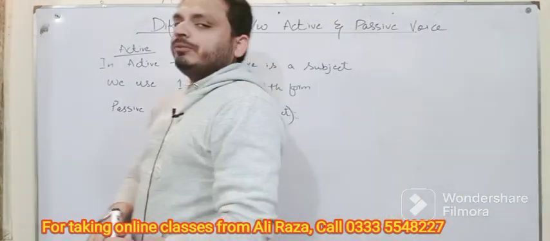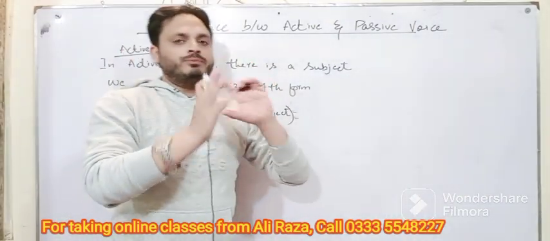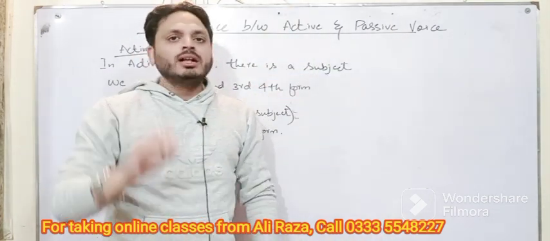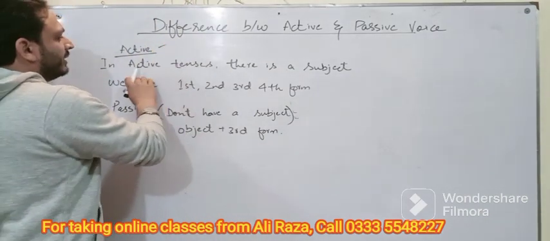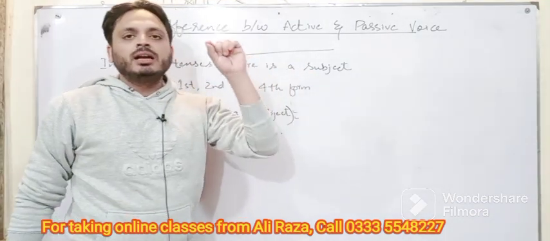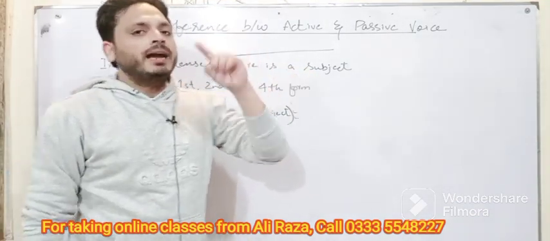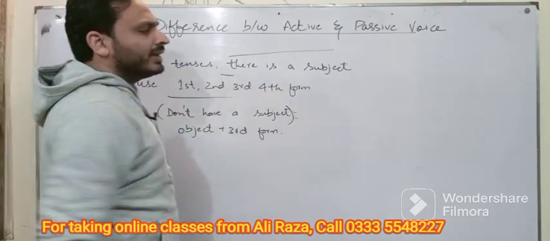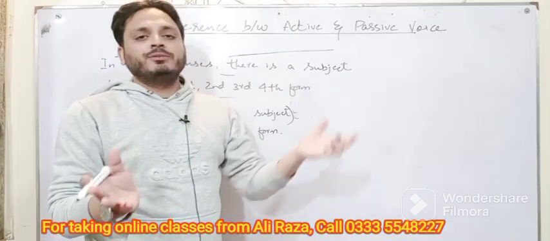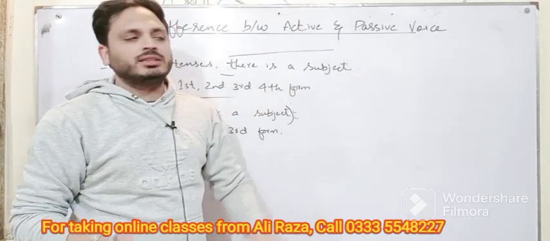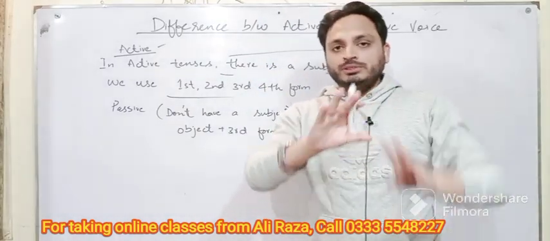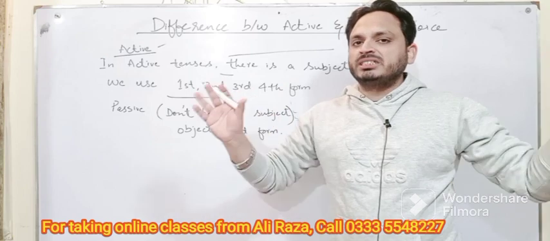If we talk about the main difference, we can judge it from the apparent, physical appearance. First, in active tenses we always have a subject. The first thing is that the doer will be available in active tenses, and the second thing is that we will use the first, second, third or even ing form in active tenses. This is the physical difference, the apparent difference, which you can see with your eyes. And in passive voice we are supposed to use only the third form of verb. This is the difference which is physically apparent.